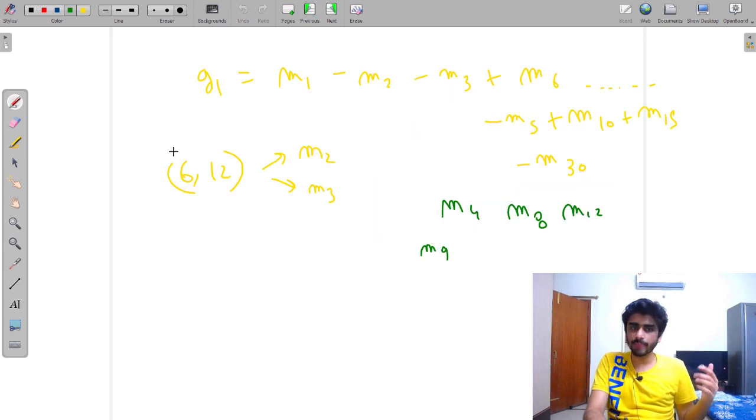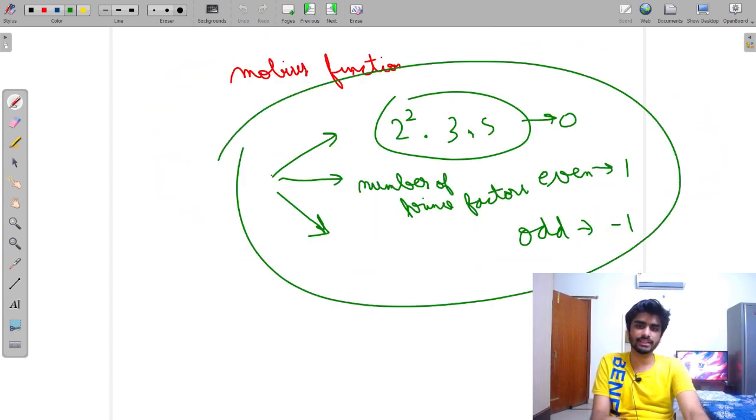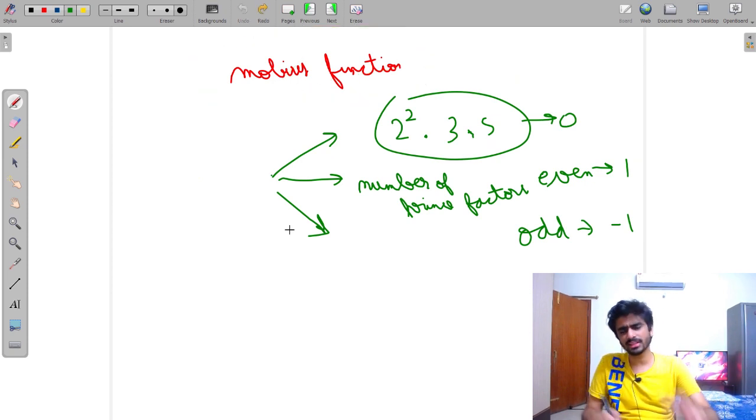So this is just pattern finding from here. If you find a pattern from here, you will get this exact pattern. This is called the Mobius function. There are a lot of other properties about the Mobius function, like it is actually a multiplicative function, so you can find it using a linear sieve or something like that, which is what I have done here.